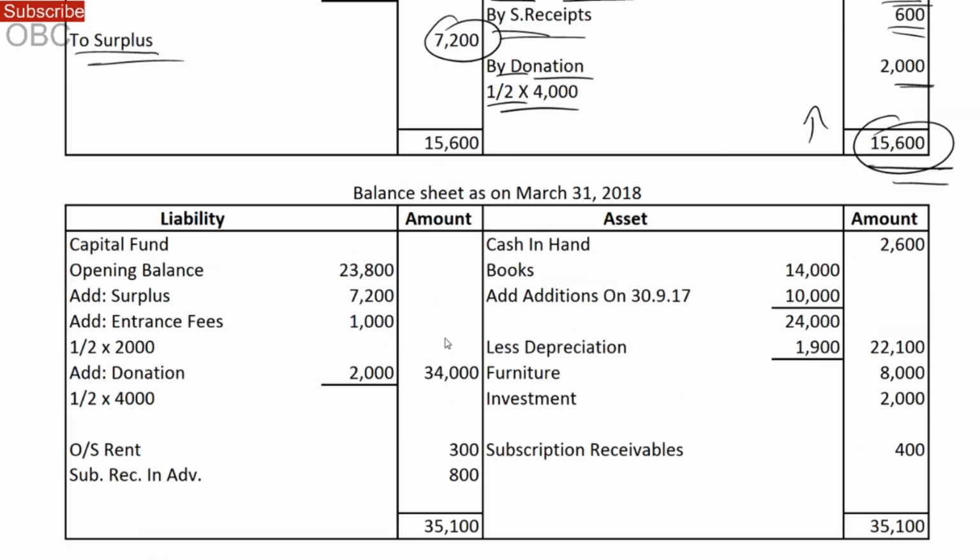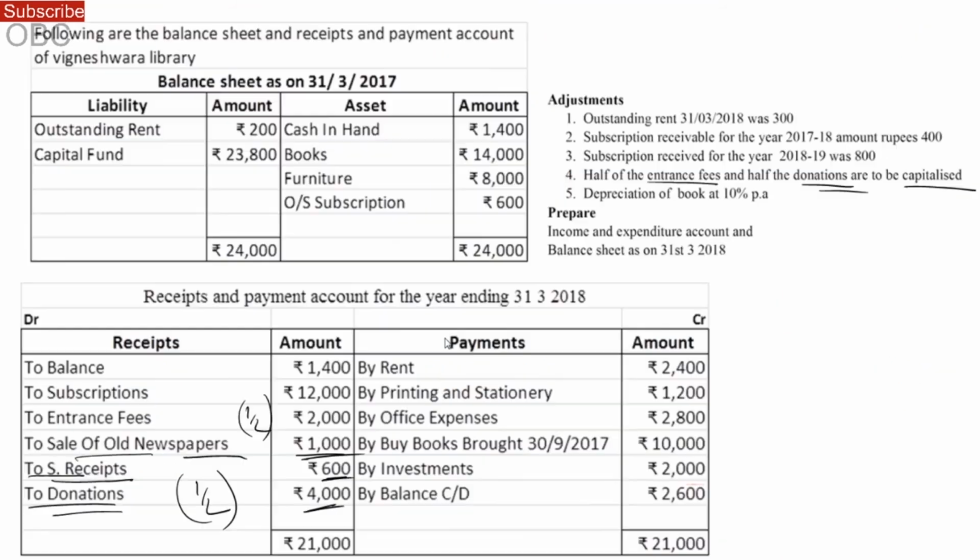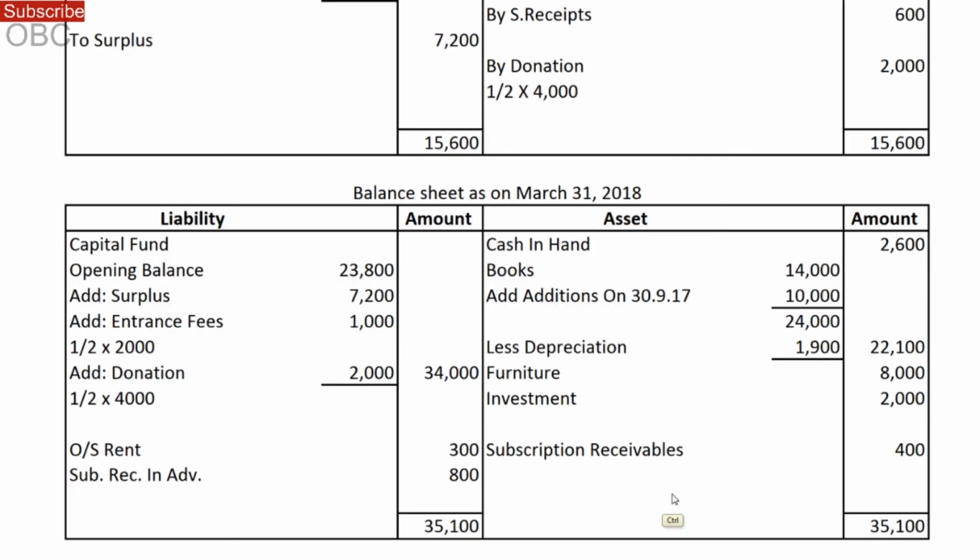Simple. Now we are ready to prepare the balance sheet as on March 31st, 2018. So as usual, just consider the asset side, because we'll always start with the asset side. Starting with cash at bank of the last year's balance sheet, 2017. In that they have cash in hand 1400 rupees. You should not consider 1400 rupees, because I've said it 100 times, still a few people are considering that 1400 for cash in hand. Just consider the receipts and payment account's balance carried down, 2600. Come back to the balance sheet of this year. Right in the asset side, cash in hand 2600 rupees.